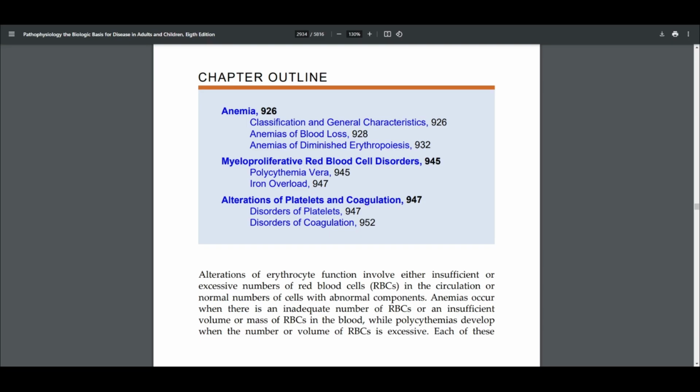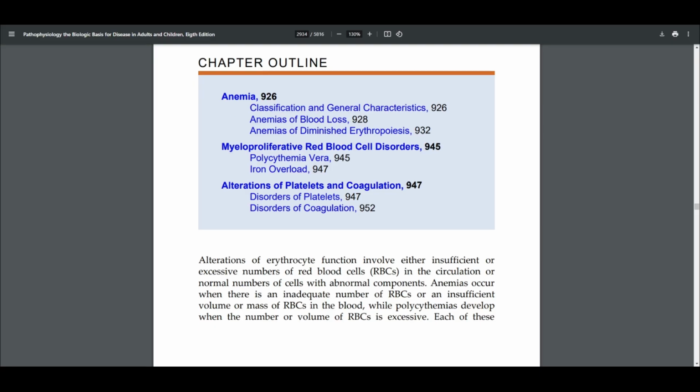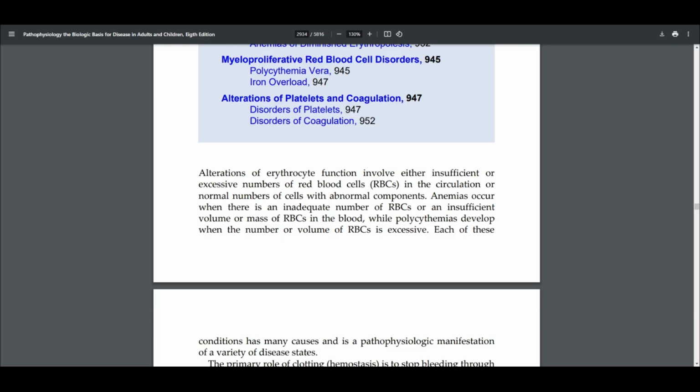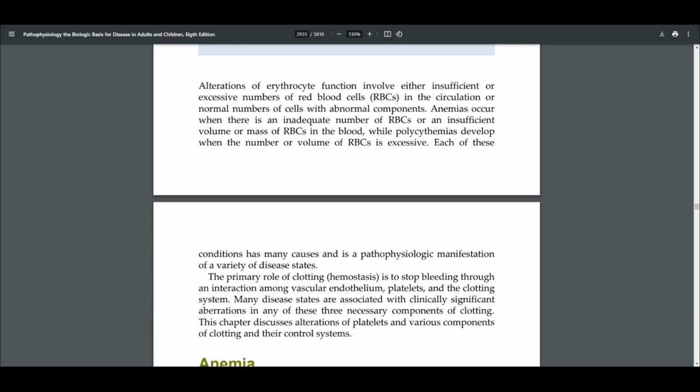Alterations of erythrocyte function involve either insufficient or excessive numbers of red blood cells in the circulation, or normal numbers of cells with abnormal components. Anemias occur when there is an inadequate number, or an insufficient volume or mass, of red blood cells in the blood, while polycythemias develop when the number or the volume of red blood cells is excessive or high. Each of these conditions has many causes and is a pathophysiologic manifestation of a variety of diseases or disease states.